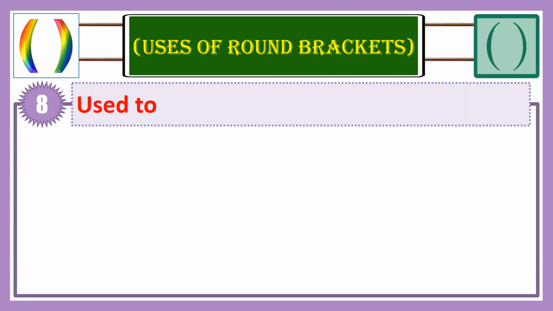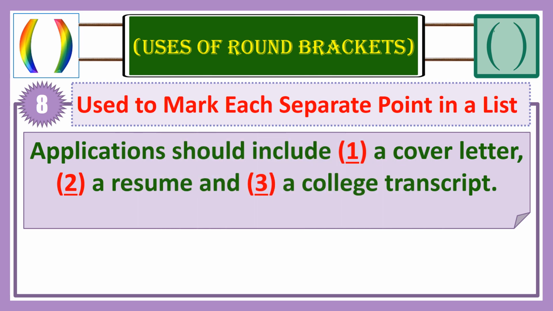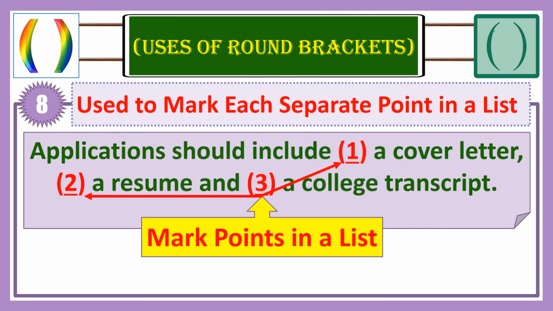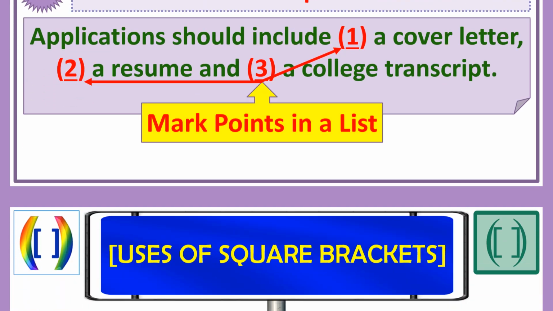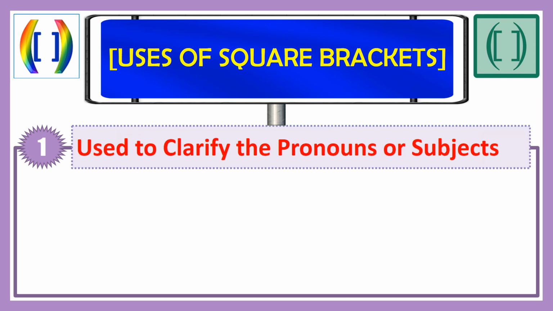Eighth, to mark each separate point in a list. Consider this example. Here, the enclosed numbers 1, 2, and 3 mark points in a list. Now, the uses of square brackets. First, to clarify pronouns and subjects.